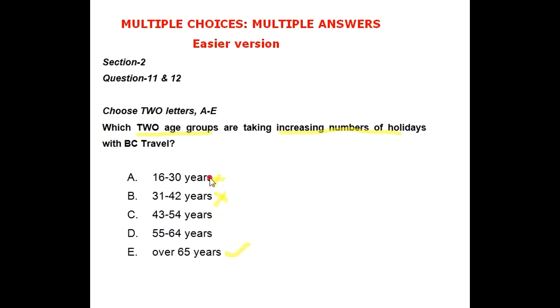The youngest group, the 16 to 30s. But this group's also seen the biggest drop over the last few years, whereas there's a noticeable growth in the number of holidays taken by the 55 to 64-year-olds.